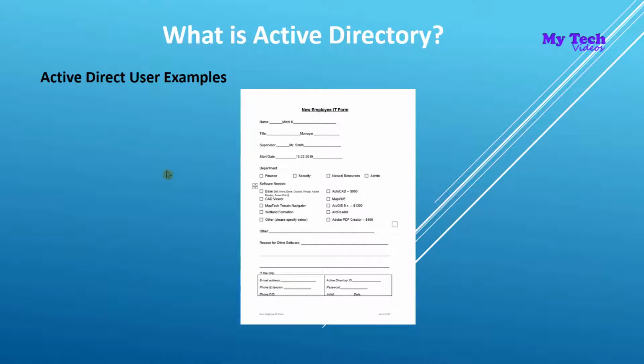So whenever a new user comes in, there is a new employee IT form. It looks kind of like this, that has some information on it. That gets to the admin of the Active Directory, and that person goes and logs into the domain controller, and then they set up that user.